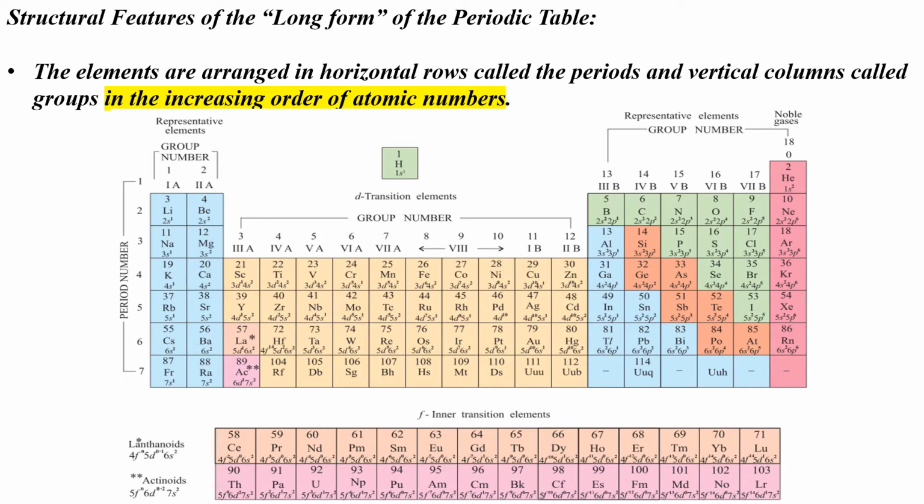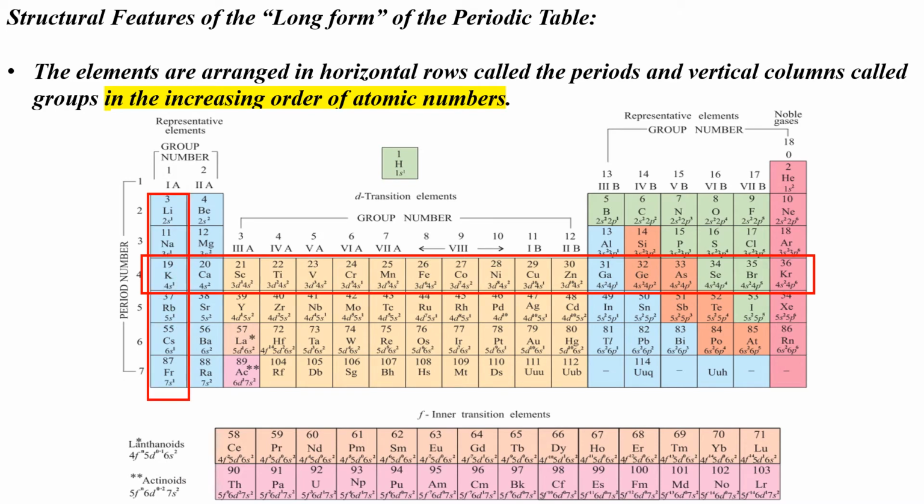Let us learn about the structural features of the modern periodic table or the long form of periodic table. In the periodic table, the elements are arranged in horizontal rows called periods and vertical columns called groups. And do note that if we closely study the way in which these elements are arranged in a period or in a group, we can find that they are arranged in the increasing order of their atomic numbers.